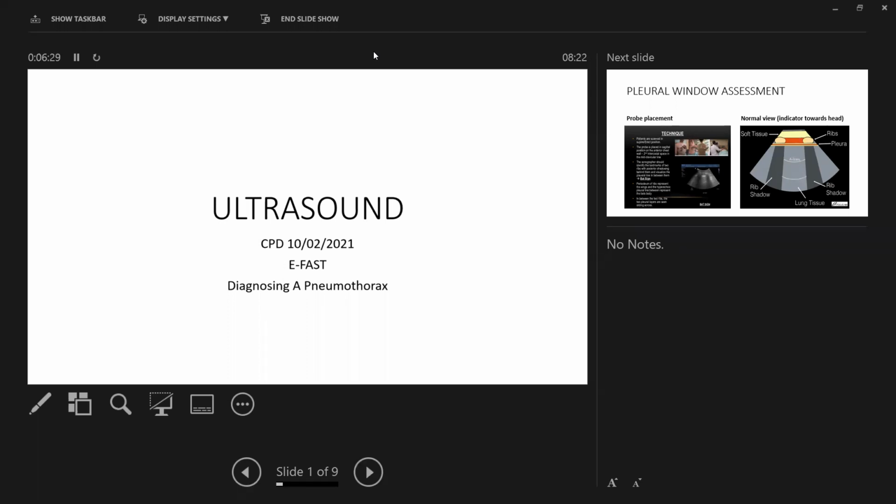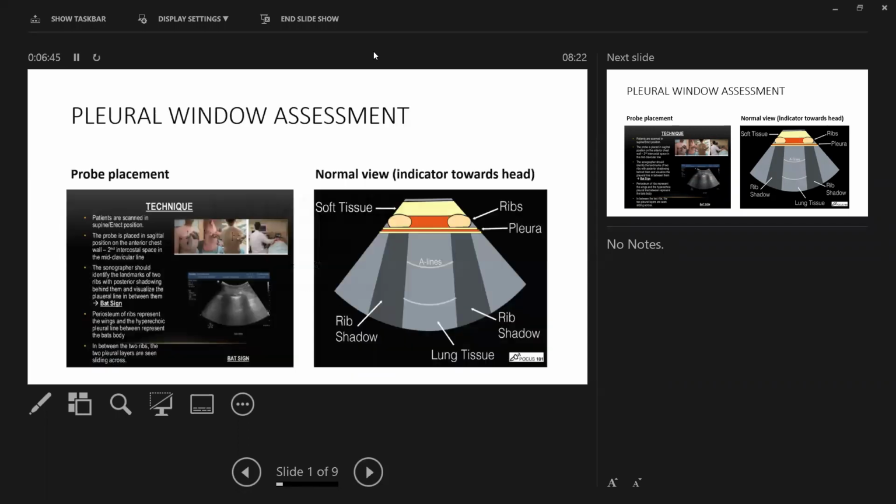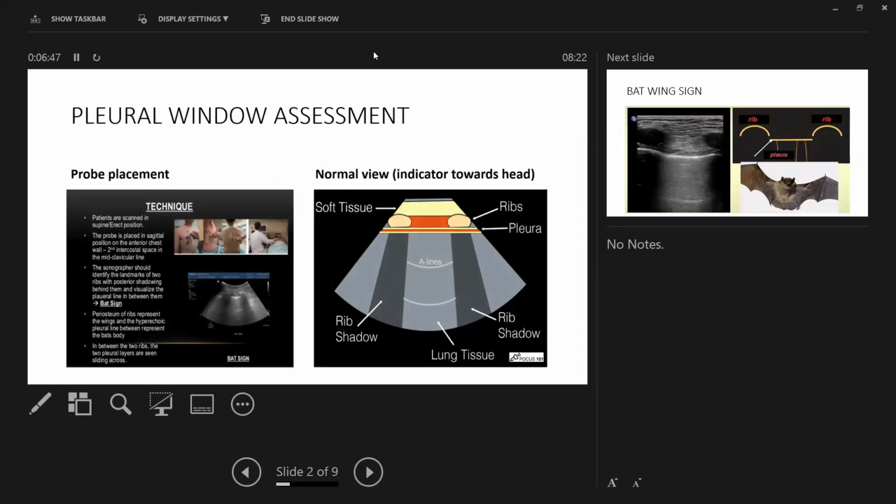But actually, if you become very good at it, you have about a 95% chance of picking up pneumothorax on ultrasound. And in fact, it's much better at picking up small pneumos that appear just at the top, the apex of the lung. All right, so that's what we're going to concentrate on today. So, the pleural window. Okay.